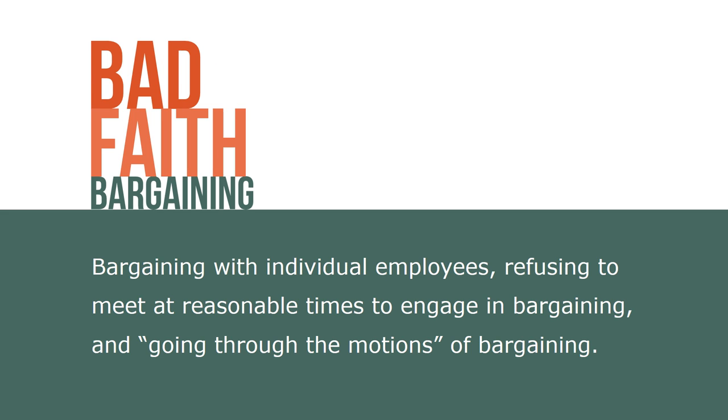Actions that constitute bad faith bargaining include bargaining with individual employees rather than union representatives, refusing to meet at a reasonable time to engage in bargaining, and going through the motions of bargaining without the intent of reaching an agreement. Other activities that may or may not be considered bad faith bargaining include not being willing to schedule enough bargaining sessions and applying economic pressure to the other party.